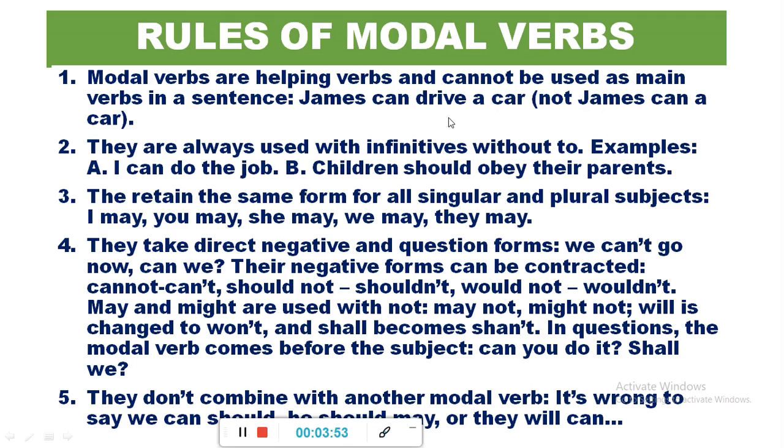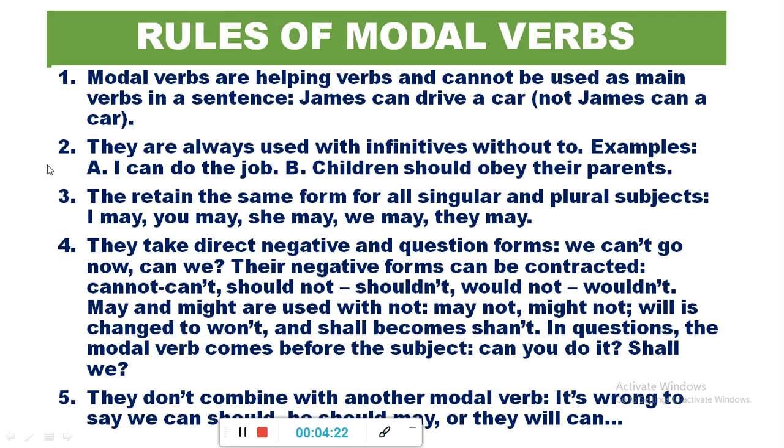James can drive a car. The main verb here is drive. The modal verb is can. And so James can drive a car is expressing James' ability to drive a car. If we say James drives a car, we are not expressing ability, but when we add can, we bring the angle of ability. James can drive a car.